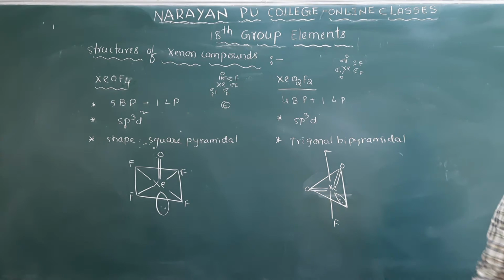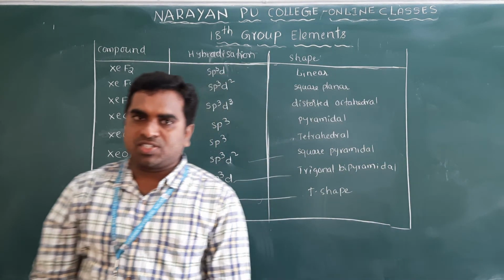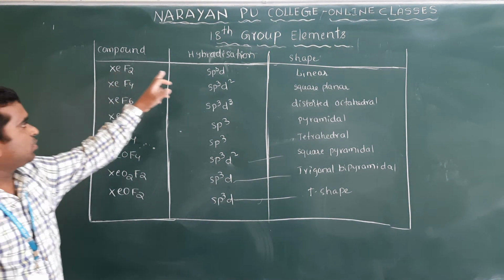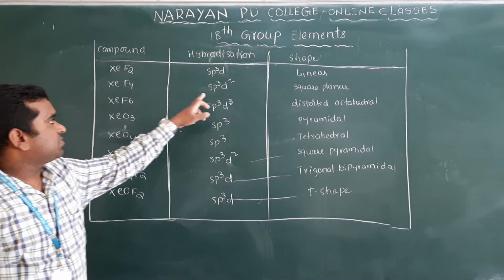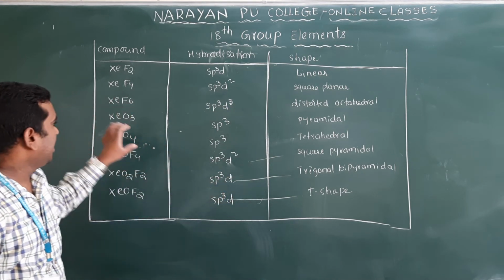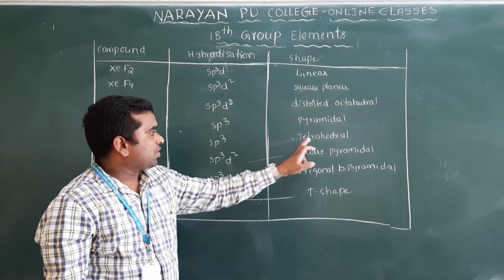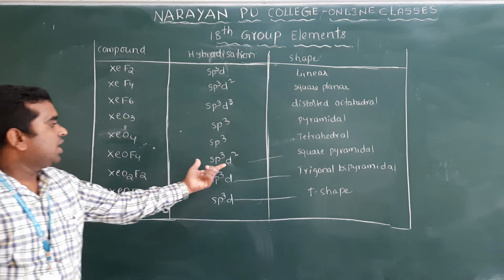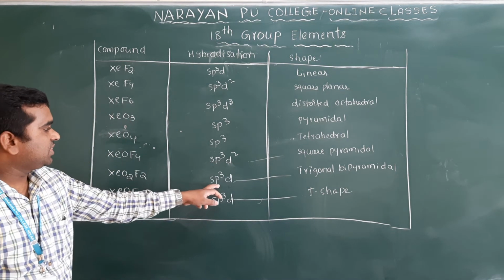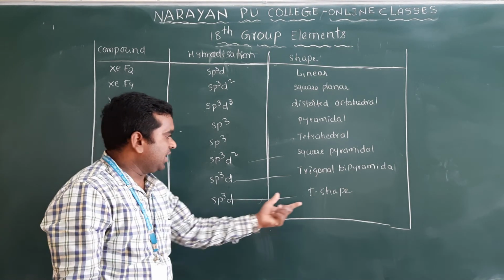xenon compounds. So here I have written all together the hybridization and shape. This is important for competitive examinations. Here XeF2 is sp3d linear, XeF4 sp3d2 square planar, XeF6 distorted octahedral, XeO3 and XeO4 sp3 hybridization: one is pyramidal shape and another one is tetrahedral shape. XeOF4 is sp3d2 square pyramidal, XeO2F2 hybridization is sp3d trigonal bipyramidal, and the last one, XeOF2, is sp3d T shape.